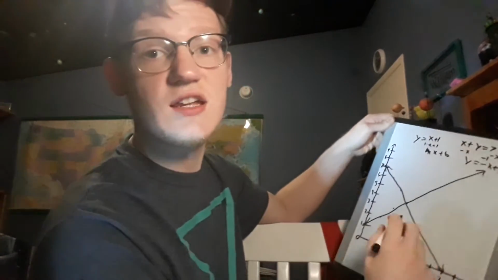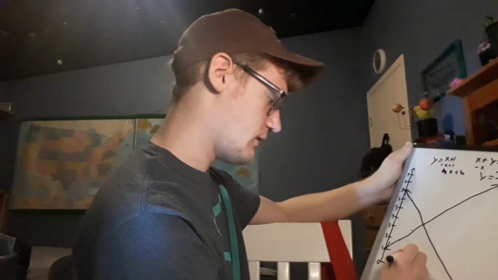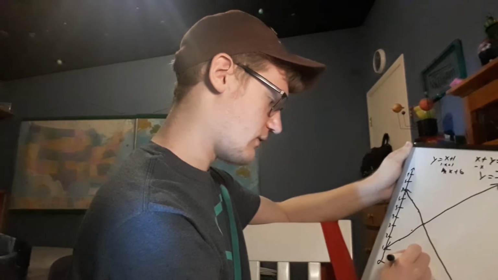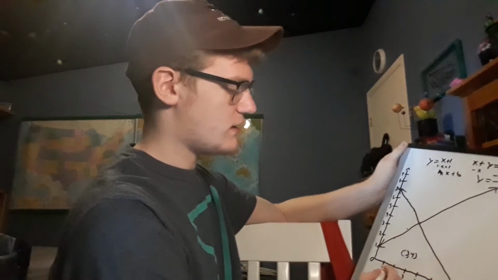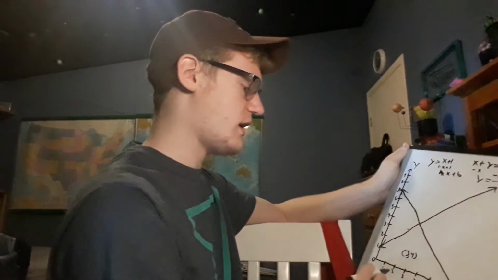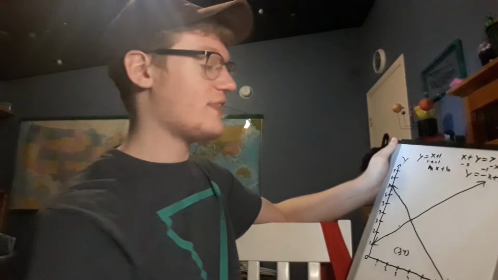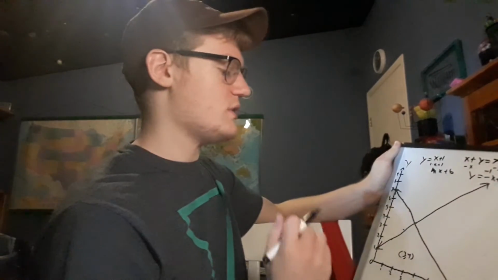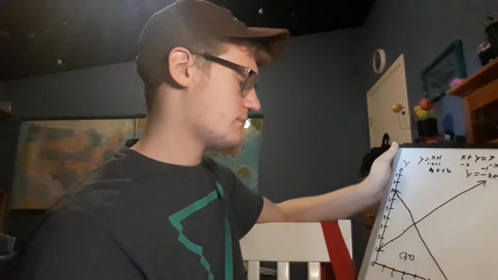These lines continue forever, but they intersect at this specific point, where we go 3 over and up 4. In other words, because this is the x-axis and this is the y-axis, x is 3 and y is 4. And that's exactly what we saw when we solved this equation earlier in the previous episode.